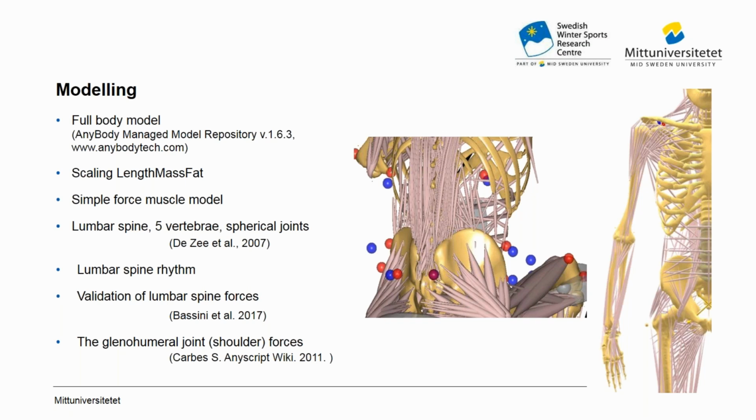This model has been validated in the lumbar spine by Bassani and showed good agreement with a similar motion capture marker set as we have utilized here, and showed good agreement with measured compression forces. And for the glenohumeral joint, the shoulder joint, which was a spherical joint between humerus and scapula, the computed forces have been verified with quite good accuracy against measured shoulder reaction forces by Sylvain Kaub.